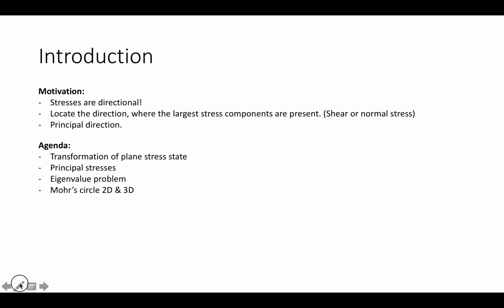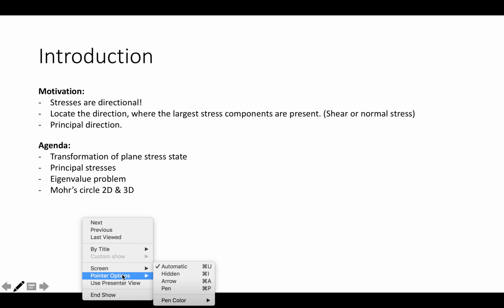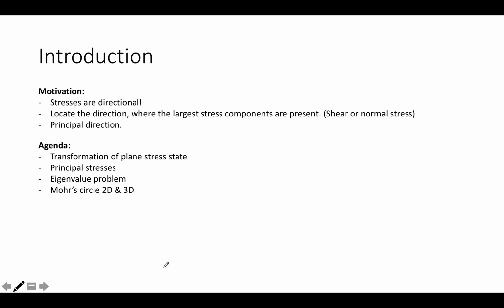We all know that stresses are directional, so it's important for engineers to be able to locate the direction of where the largest stress components are present, either the shear or normal stresses. The direction where the largest normal stress components are and where the shear stress components vanish is called the principal direction. We're going to talk about the transformation of a plane stress state, then the principal stresses, then the eigenvalue problem, and last the Mohr circle in both 2 and 3D.